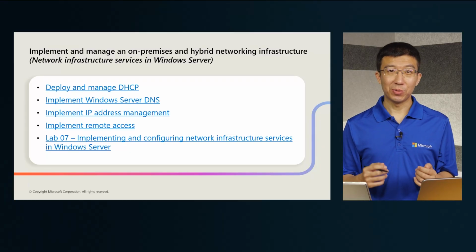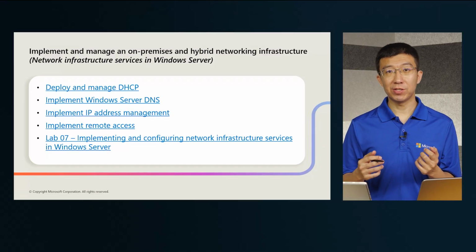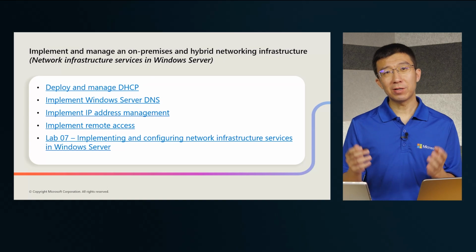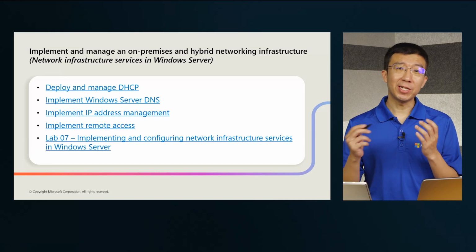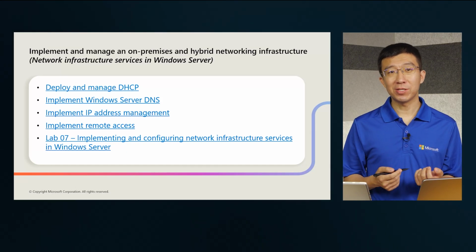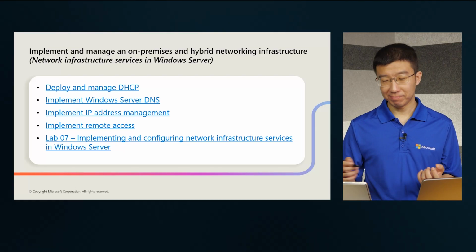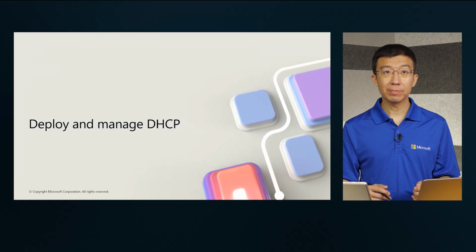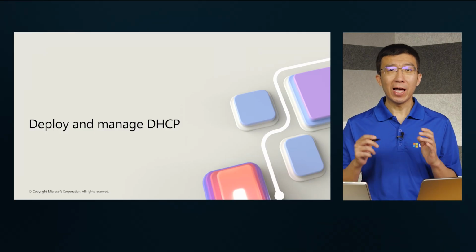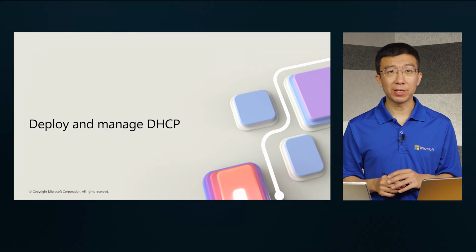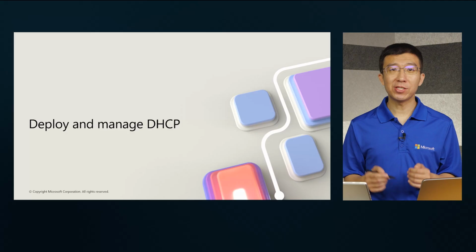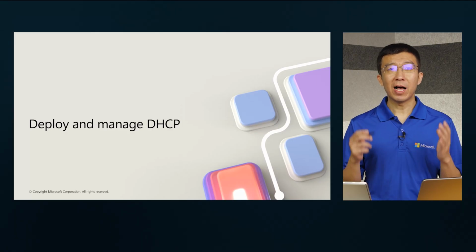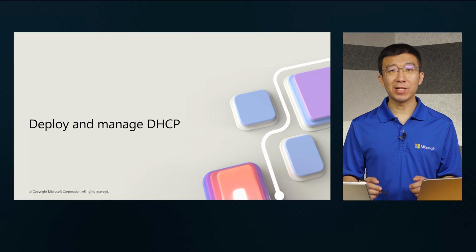In this session, we'll explore network infrastructure services in Windows Server. You'll learn how to deploy and manage DHCP, implement DNS, manage IP addresses, and set up remote access. Let's start by looking at how to deploy and manage DHCP, or Dynamic Host Configuration Protocol. DHCP is a key service for automating IP address assignment and simplifying network management.